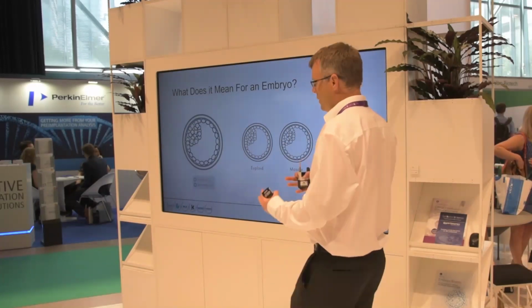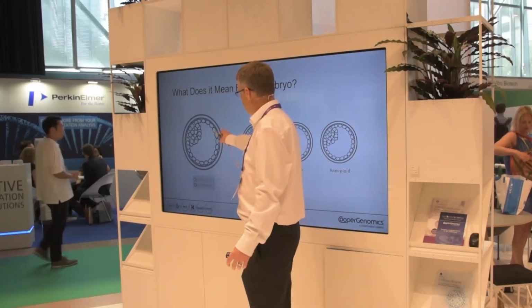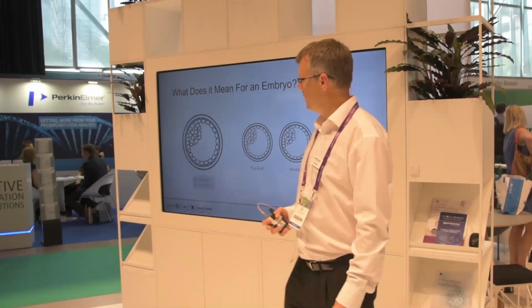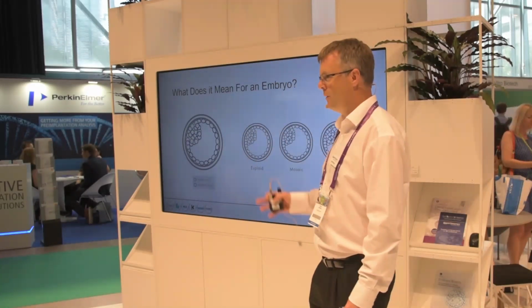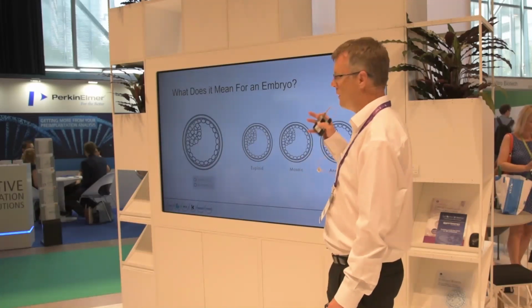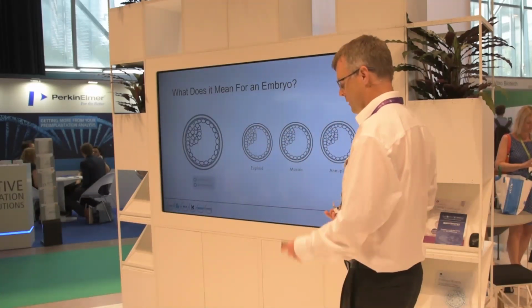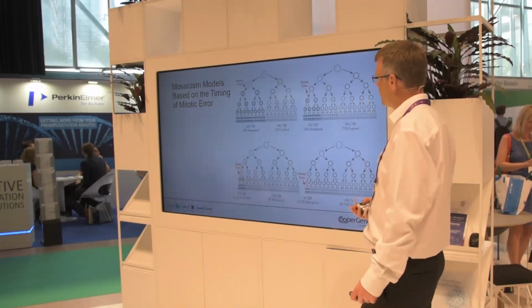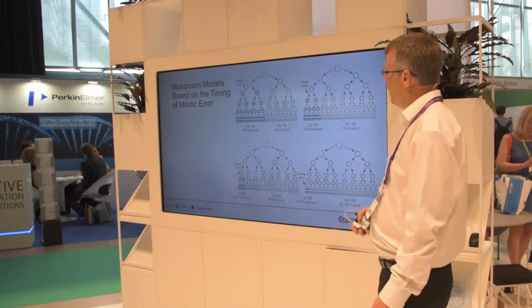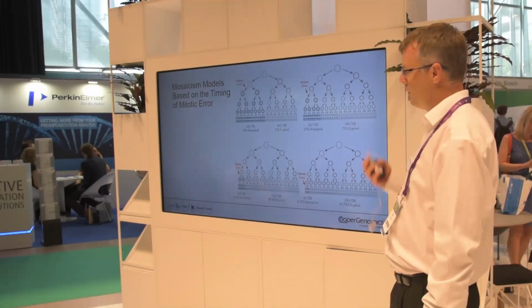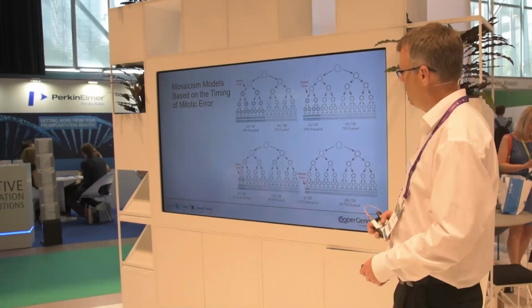And just to be sure that the patients understand it, we are biopsying the trophectoderm, which goes on to form the placenta. We're not touching the baby, so we're making the assumption that the trophectoderm is representative of the inner cell mass, the baby. So what does mosaicism actually mean? Well, this is very much a mathematical model.